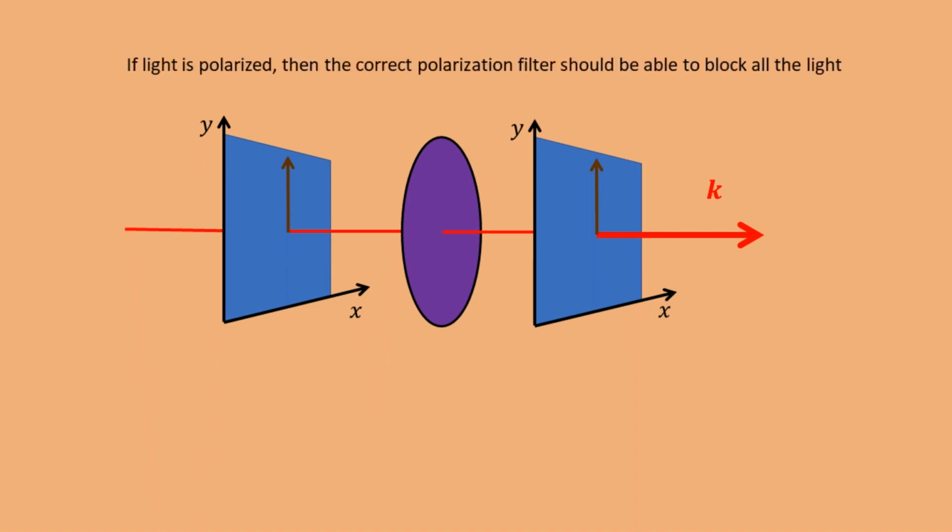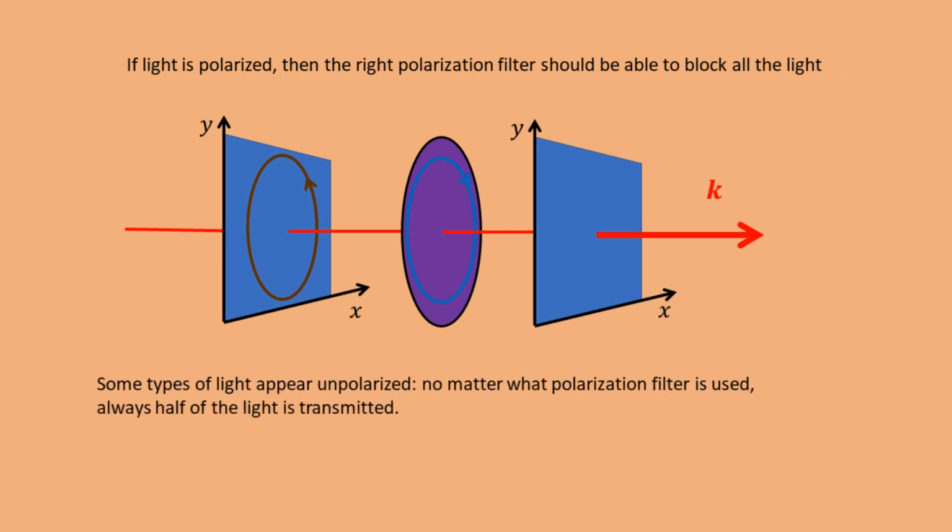If light is polarized, it means that when using the correct polarization filter, all the light is blocked. For example, if the light is vertically polarized, then a horizontal polarization filter will block all the light. If light is horizontally polarized, then a vertical polarization filter will block all the light. If the light is right circularly polarized, then a left circular polarization filter will block all the light. However, with some types of light, this appears not to be the case. No matter what polarization filter is used, always half of the light is transmitted. It appears as if the light has no polarization. How do I explain this?